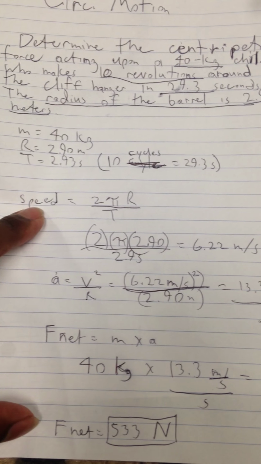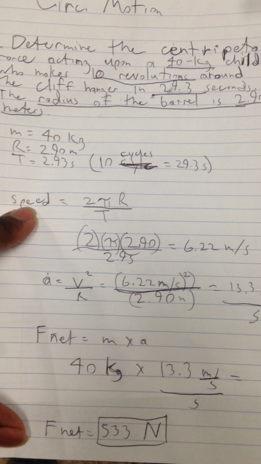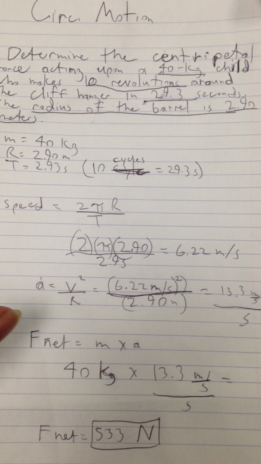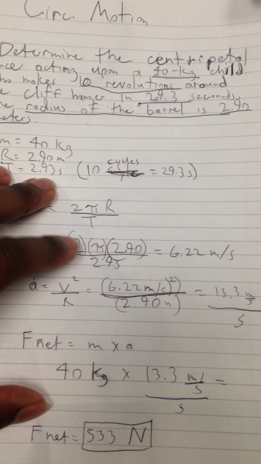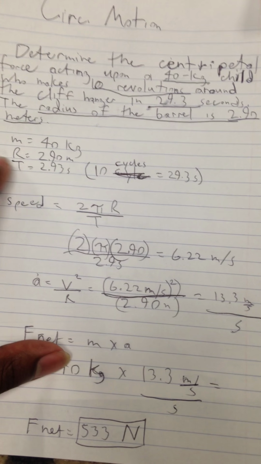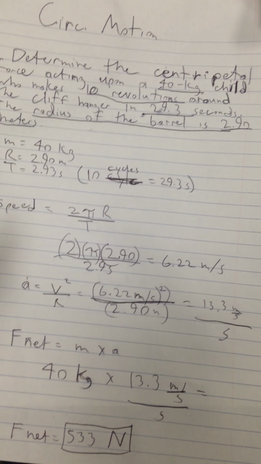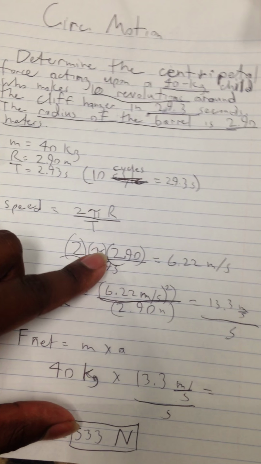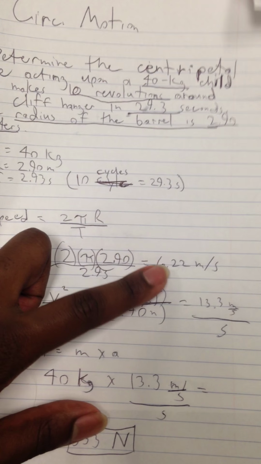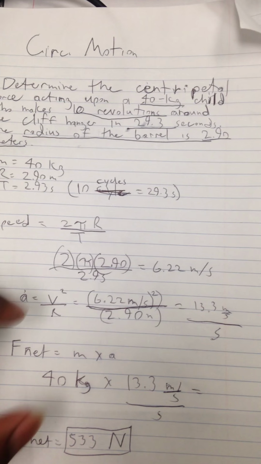So first, to find the speed, I did 2 times pi times radius, so 2 times pi times 2.9 over 2.93 seconds, and that gave me a speed of 6.22 meters per second.